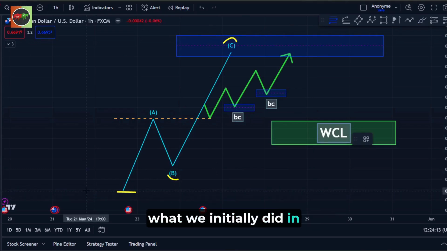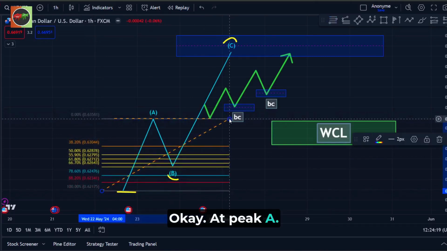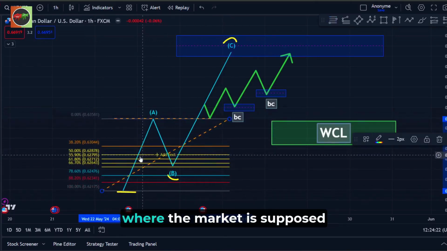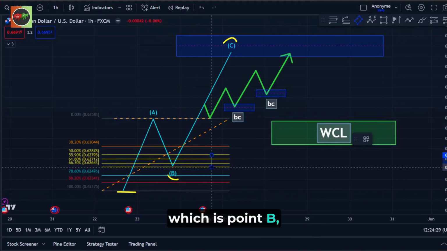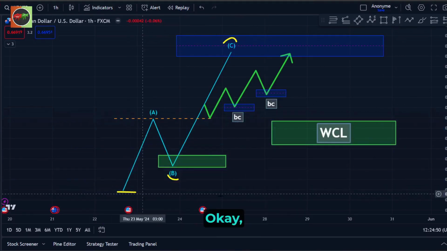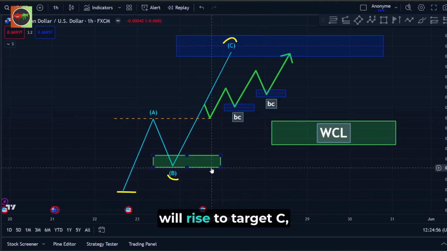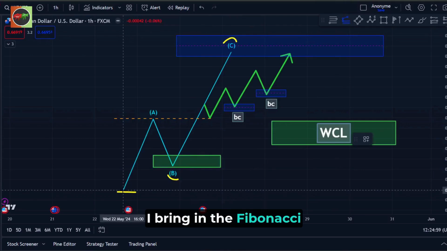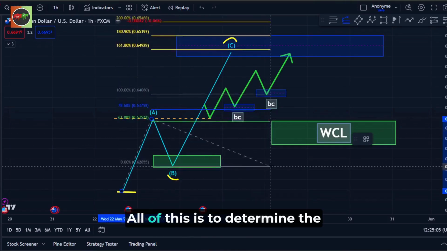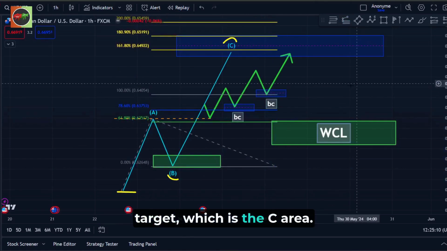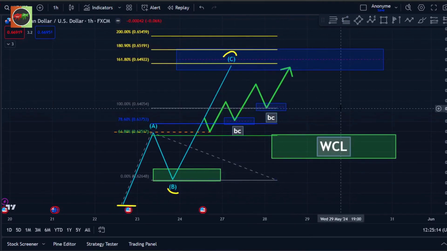So what we initially did in previous episodes was draw a Fibonacci retracement like this, at peak A. Then we identify the golden zone where the market is supposed to correct. This is my golden zone, which is point B from which the market will correct. Now that I've identified the correction zone, or the golden zone, from which the market will rise to target C, I bring in the Fibonacci extension like this and then draw it on point 0 A B as we learned. All of this is to determine the target, which is the C area. As you can see, this entire golden area is the C point.